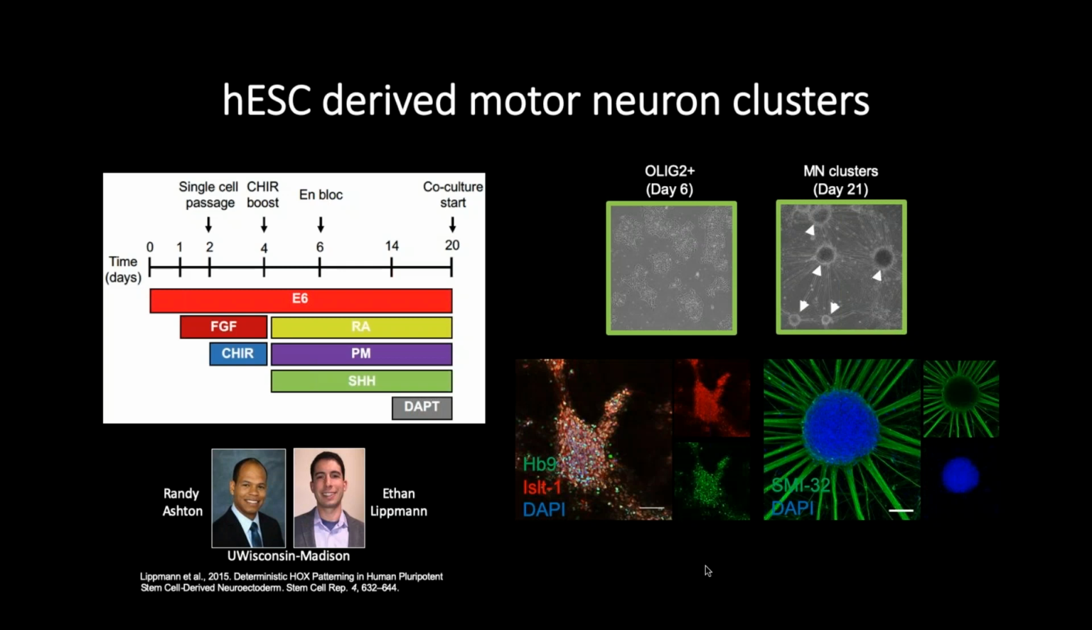And so Randy's group, very importantly, had developed a strategy at that time to push the embryonic stem cells to an OLIG2 positive fate, where those cells were still happy to continue dividing a little bit. You can see that in the bright field image of day 6. And he was able to take these cells and freeze them down and thaw them again and allow them to undergo a few more series of divisions.